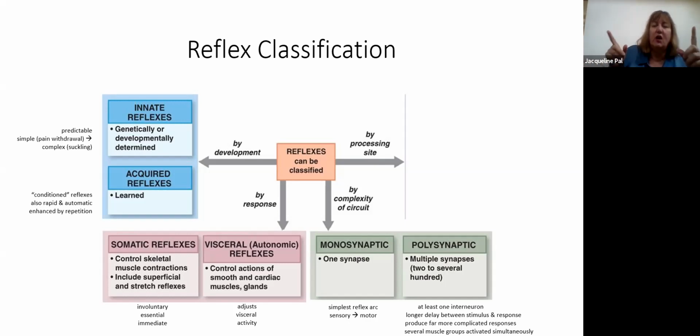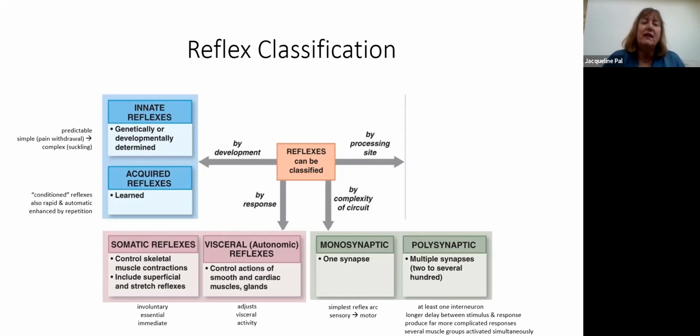So you're going to have a longer delay between the stimulus and the response, but we also can get a lot more complicated responses because we can include convergence and divergence and parallel processing and all those things. And as a result of that, we actually can stimulate not only just 1 motor unit, which is all a monosynaptic one is going to do, but we can hit multiple muscle groups at the same time.